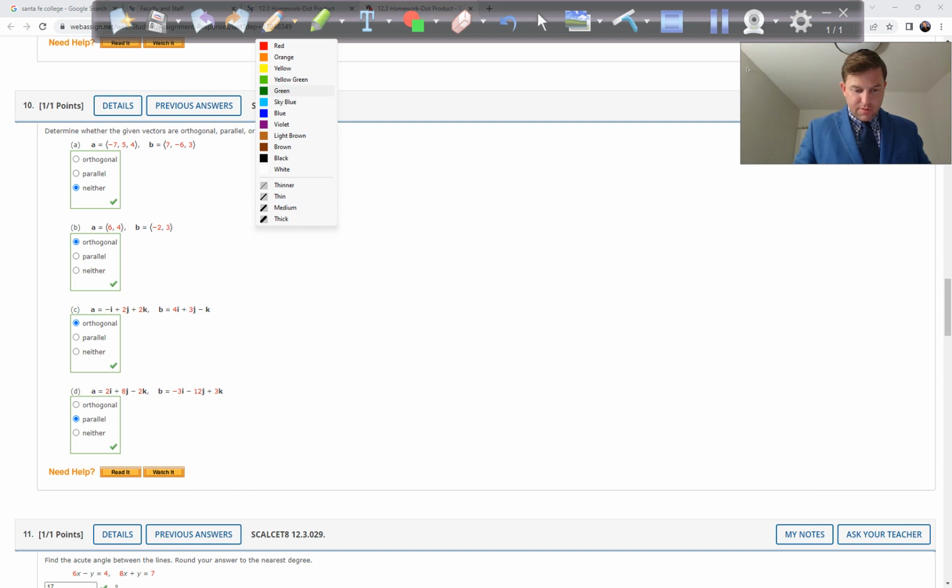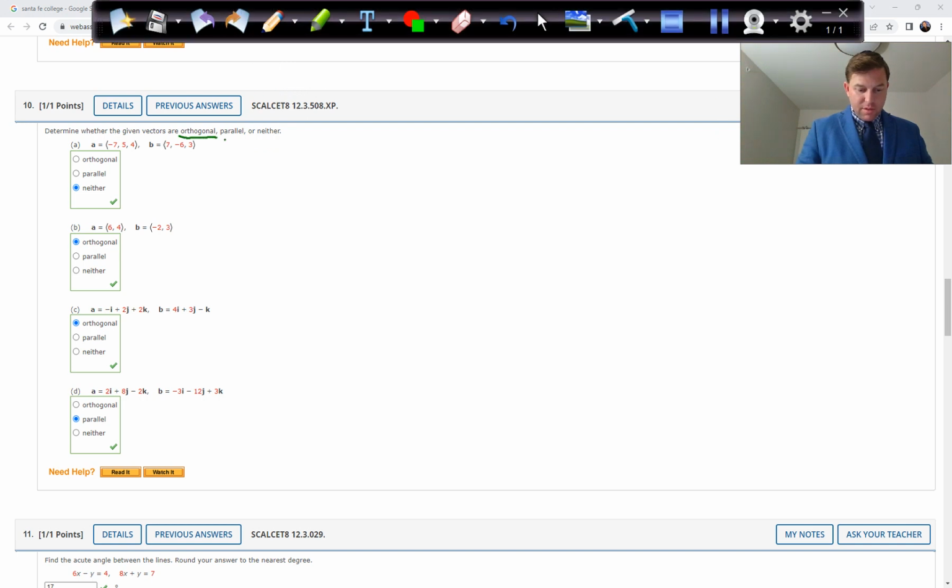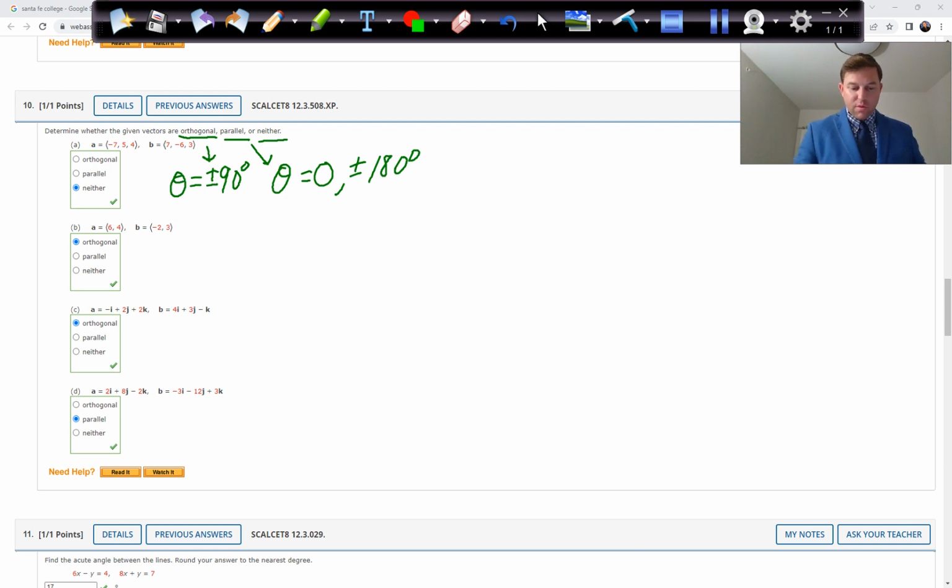Let me just do the first one. So we're going to look at, is it orthogonal, parallel, or neither? For orthogonal, theta would equal plus or minus 90 degrees. So we're just going to use that formula we just looked at and see if the angle is 90 degrees. For parallel, theta will equal 0 or plus or minus 180 degrees. And then for neither, well, theta is not one of these numbers.